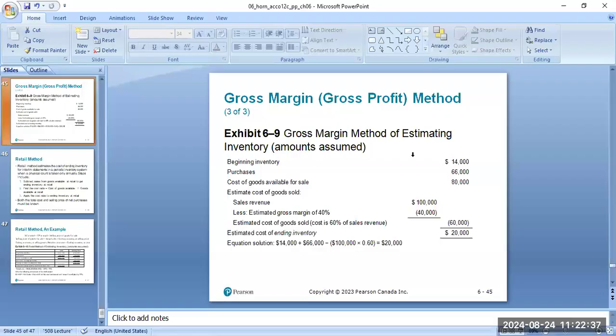Now let's go to the slides and show you how this one is calculated. Beginning inventory again is given. Purchases are given. Goods available, you can easily calculate. Sales revenue is given. Gross margin is 40%, so since you have gross margin, you can easily calculate cost of goods sold. Once you have cost of goods sold, deduct it from the goods available for sale, and you're going to come up with the ending inventory balance.